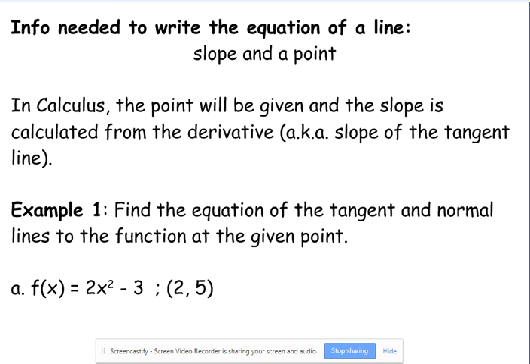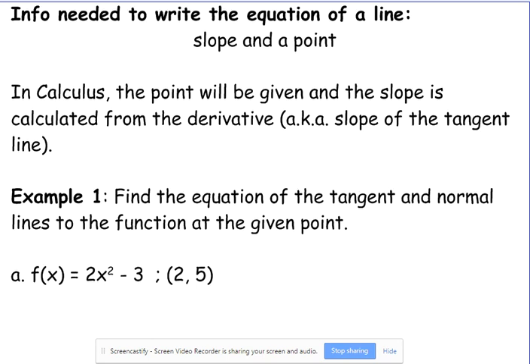So in calculus, your point will be given, or at least the x-coordinate of the point will be given. You may have to calculate the y-coordinate from the function. And then the slope comes from the derivative. You've got to get that idea in your head, that the slope comes from the derivative. The slope of the tangent line, that's the derivative.